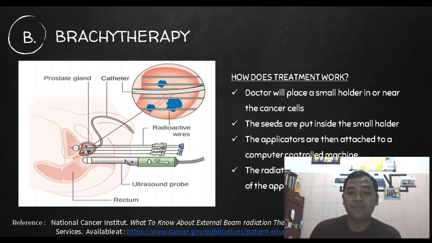Brachytherapy is a form of radiation therapy where a radioactive source is placed either directly adjacent to the tumor or inside the tumor itself. How does treatment work? Your doctor will place a small holder, such as a thin tube called a catheter, into your body. It is placed in or near the cancer cells. Then sheets, ribbons, or wires are put inside the small holder so that the radiation can reach and destroy cancer cells. The applicator is then attached to a computer-controlled machine known as an afterloader.